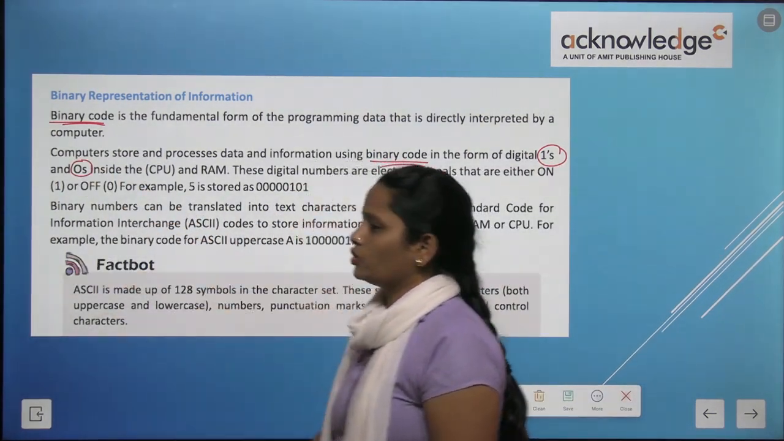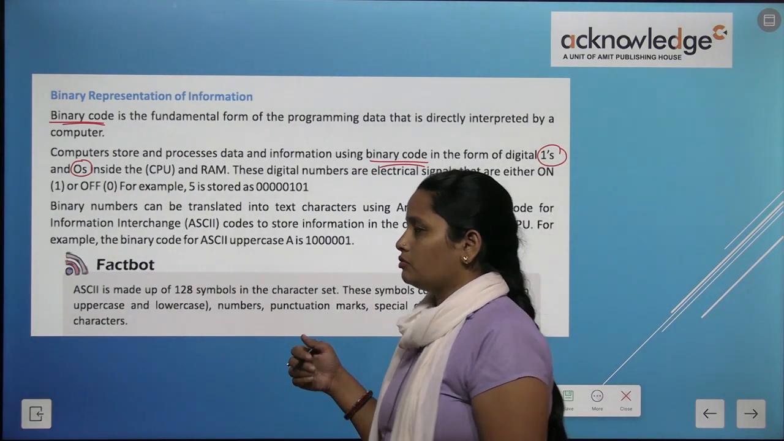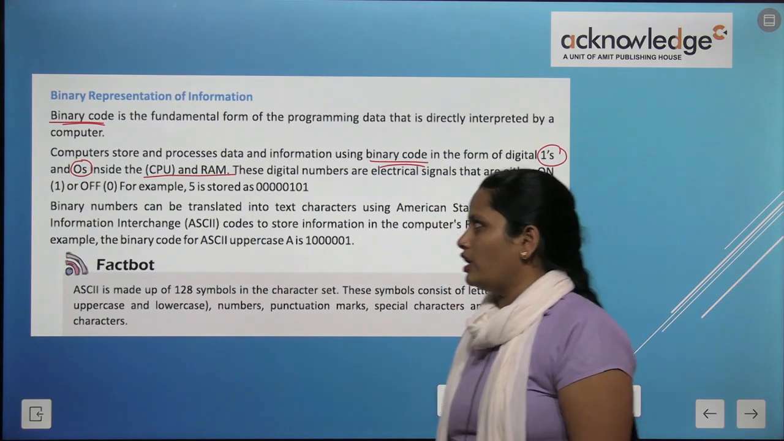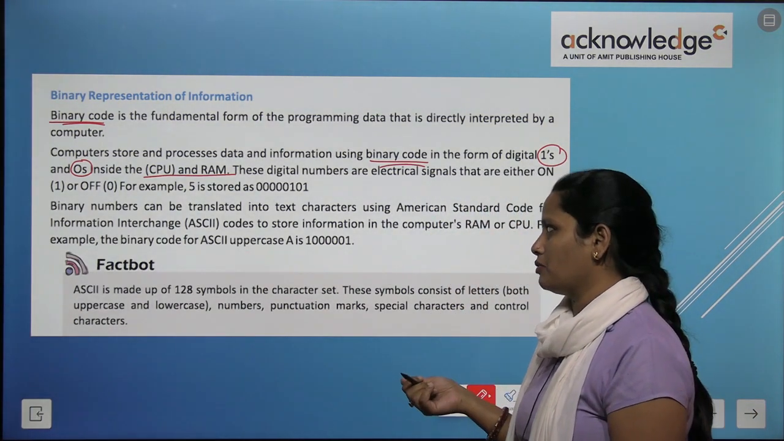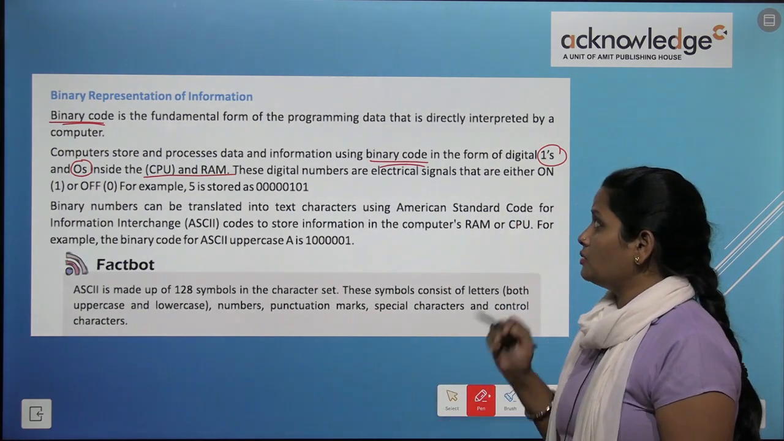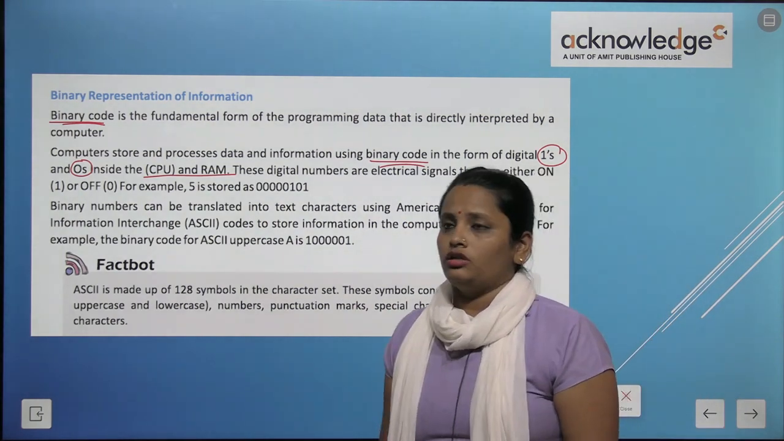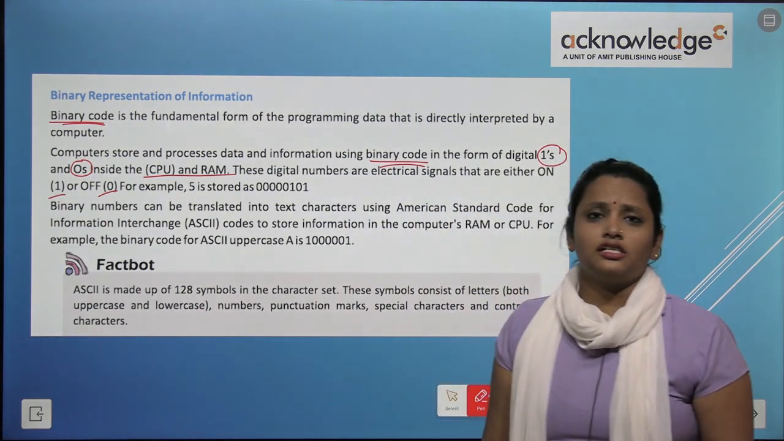So binary data, in the form of 1 or 0, is what the computer accepts. Inside the CPU and the RAM, this work goes on. The processing of data is done by the CPU and RAM, just like our brain does for us. These digital numbers are electrical signals that are either on for 1 or off for 0. So these are electrical signals.